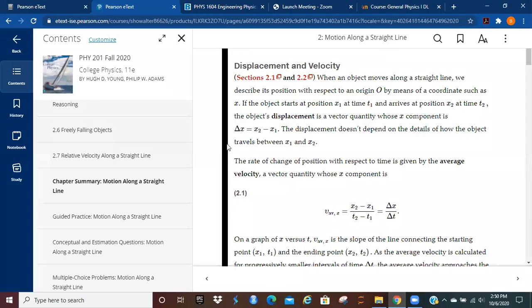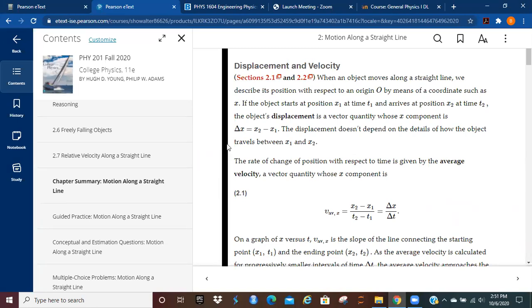Hello again. This is going to be Chapter 2 of Physics 1, or Physics 201, if you're with Judson. We're going to be discussing velocity, displacement, acceleration, all of those kinds of things. These are going to be vector quantities, and you'll soon learn how to represent those. So the first thing that we're going to talk about is displacement and how that plays into velocity.